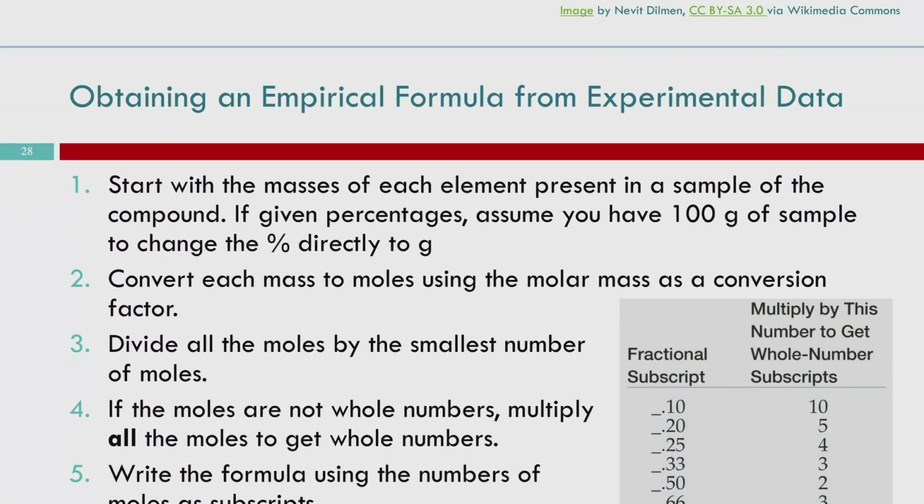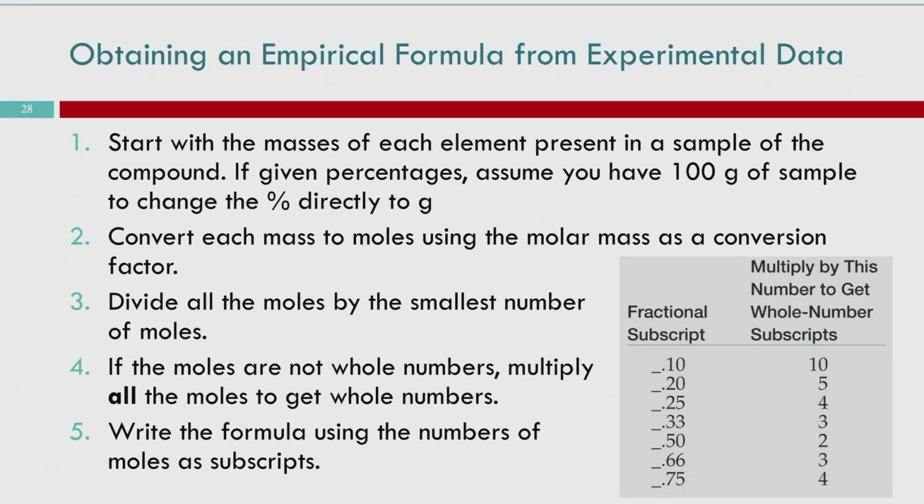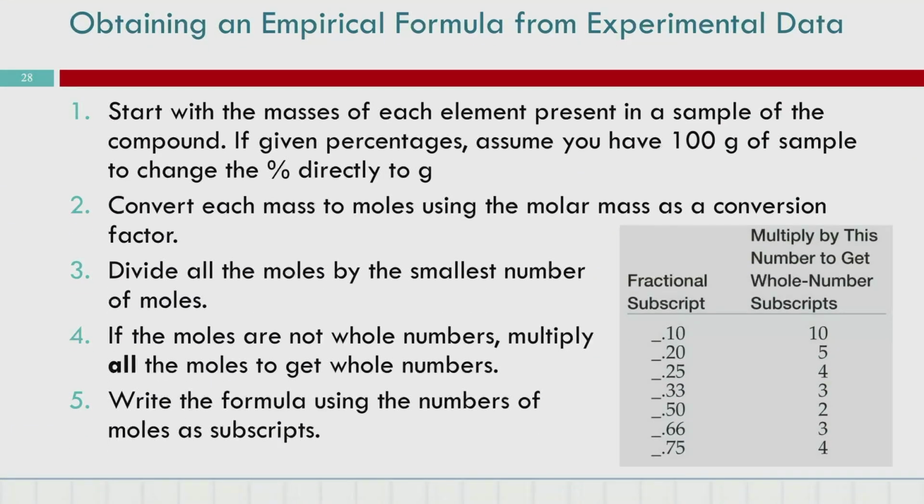The first thing that we would want to do is start with the masses of each element. So the amounts that we were given, and I underlined those in the previous slide. We will see those again in the next slide. If we are given percentages, assume you have 100 grams, and that will turn the percentages into grams. Or if you don't want to remember the math reason why we can do that, you can just remember that we can do it. Anytime you see a percent, just turn it into grams for specifically experimental data like this.